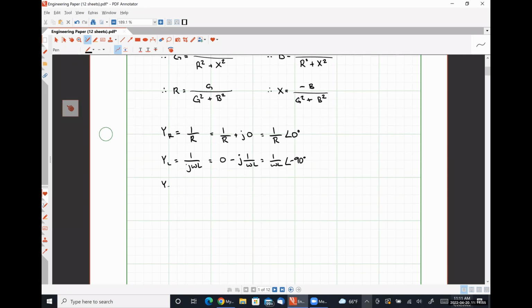And the admittance of a capacitor is the reciprocal of a capacitor impedance. So if the impedance of a capacitor is 1 over j omega C, the admittance of a capacitor is then simply j omega C.